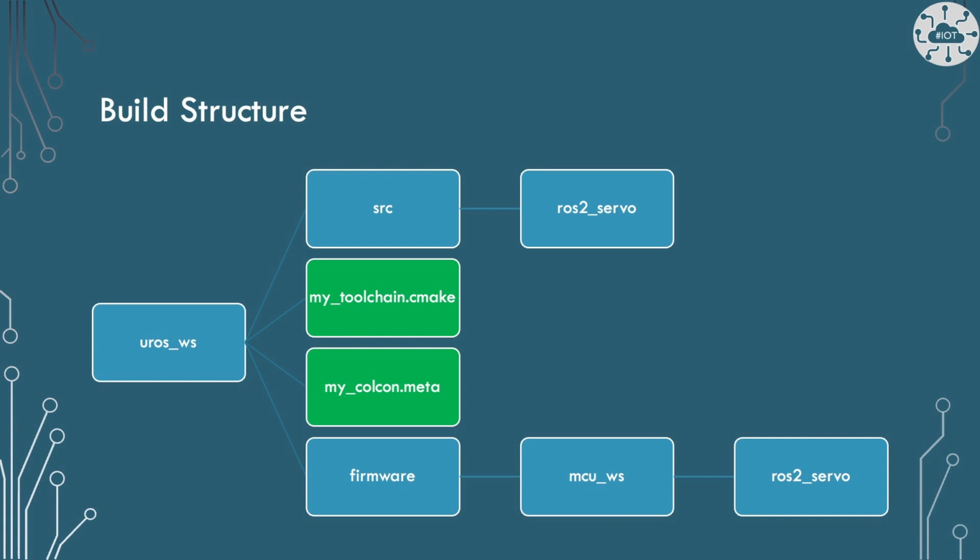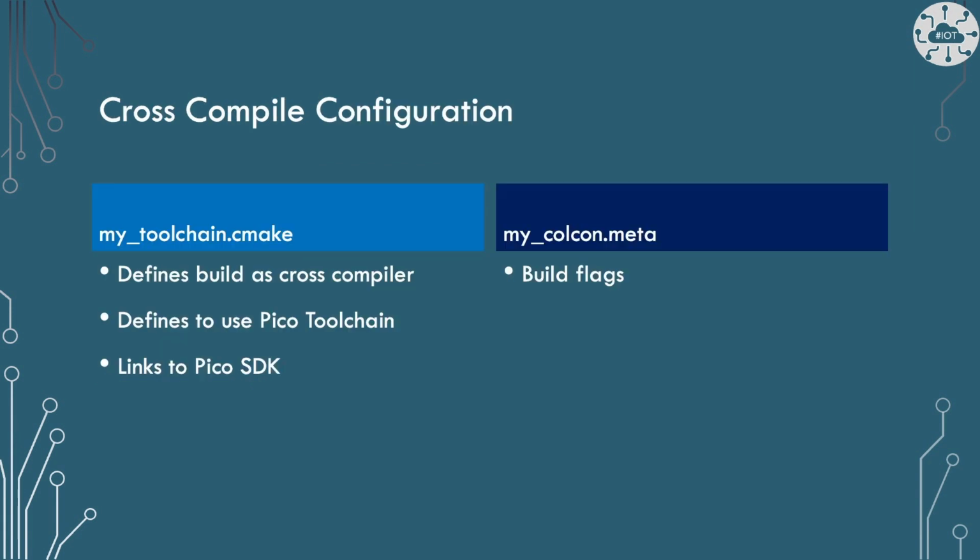Let's chat about them now. The toolchain CMake file defines the build for the cross compilation. So this is linking into the Pico toolchain and the Pico SDK. It looks close to the top half of the standard CMake file for any Pico project. The toolchain meta file contains a set of build flags for MicroROS, which I've used is the standard set from the tutorial on the MicroROS website.